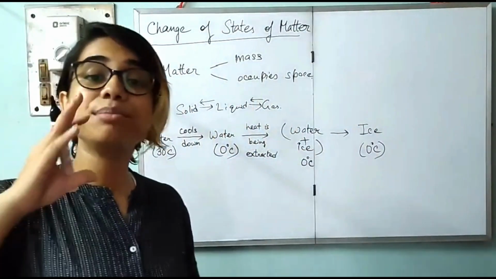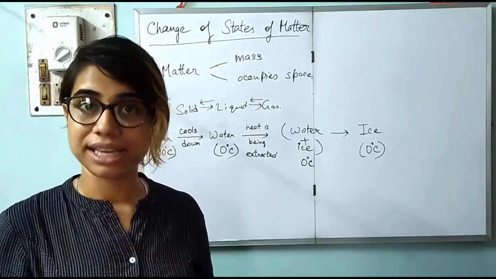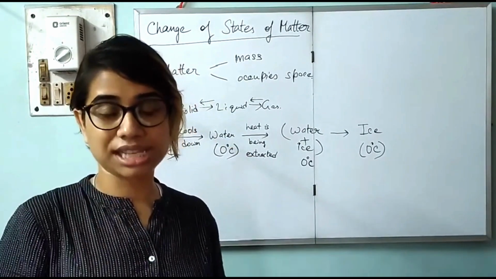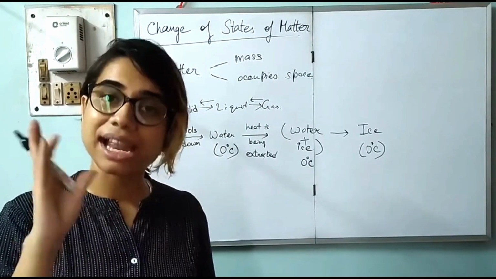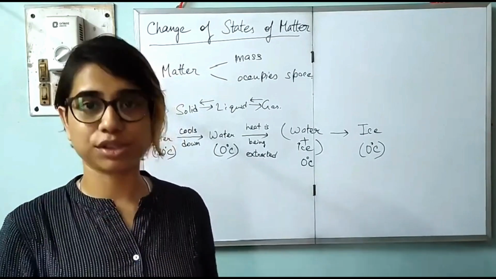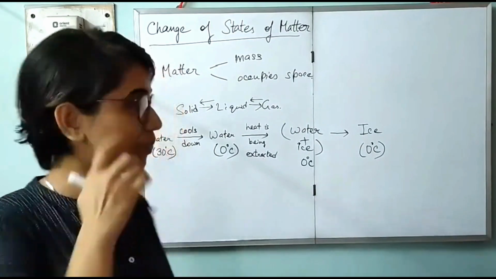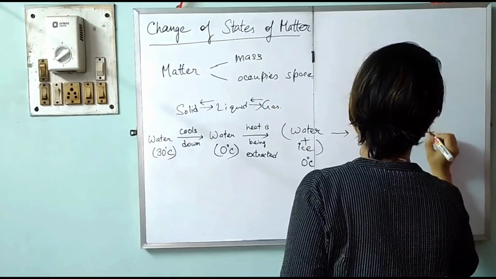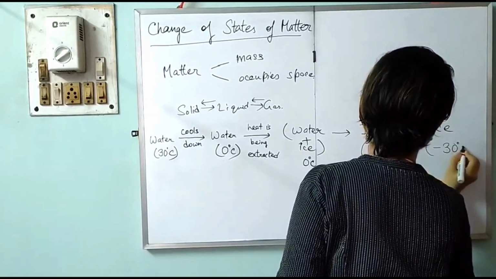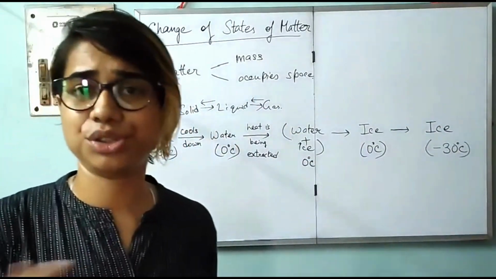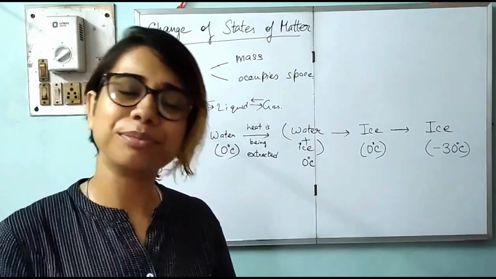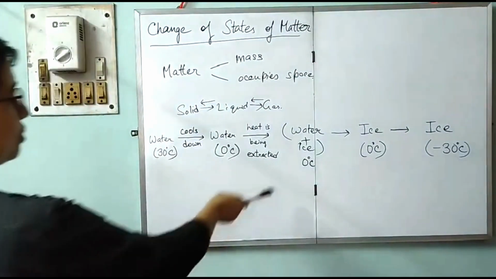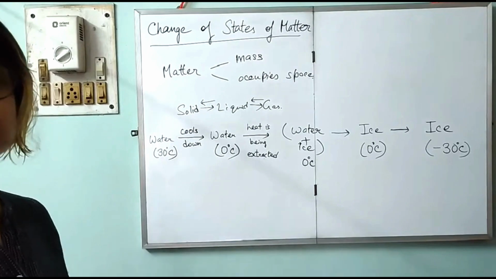Then, the entire mass of water in the glass changes into ice. It is still at 0 degrees Celsius. The temperature of the water and ice mixture in the glass stays fixed at 0 degrees Celsius until the entire mass of the water changes into ice. Okay? Then once the entire thing is changed into ice, it cools down farther, maybe to minus 30 or minus 40 degrees Celsius, whatever the temperature of the freezer is. Okay, so you see, this is freezing. This process is called freezing.